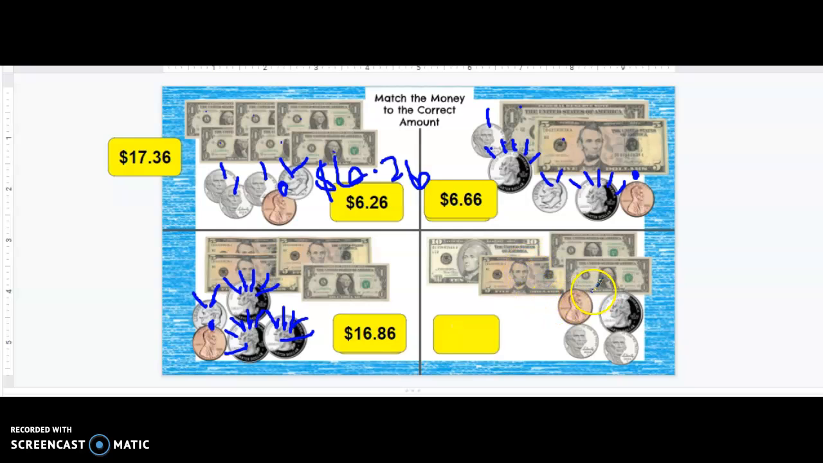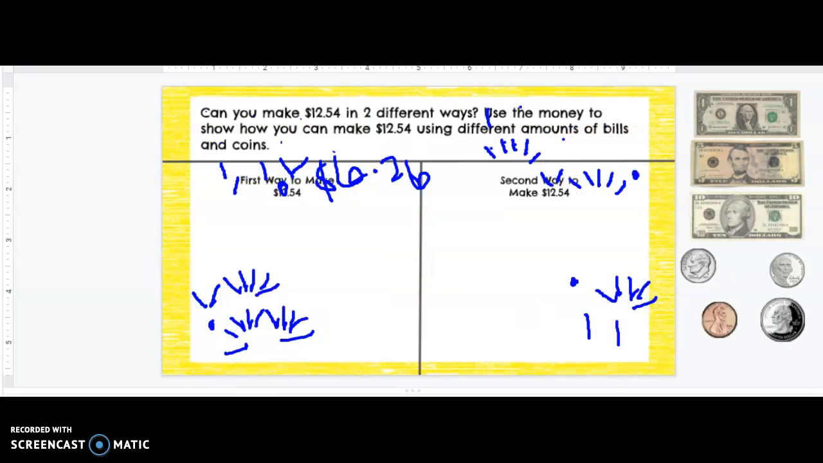And if you want your hairy money, 3, 4, 5, 1, 1, and there's your little bun. Here is $17.36.